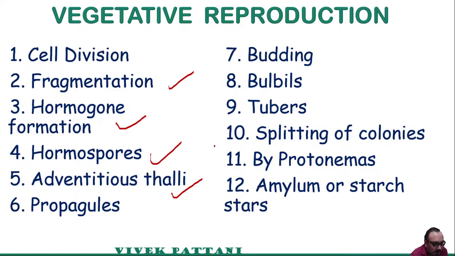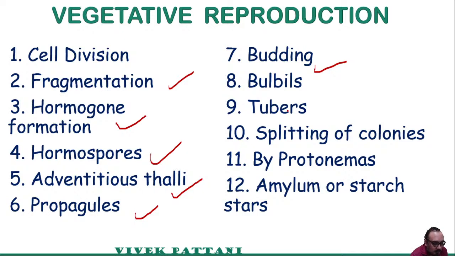Next comes the propagules, where sometimes the old thallus or the fused-celled branches start developing, which later detach from the plant and form a complete thallus. Budding, again a very easy one. It is due to the vegetative proliferation, where a bud develops, and due to the budding of the vesicle a complete thallus is formed.